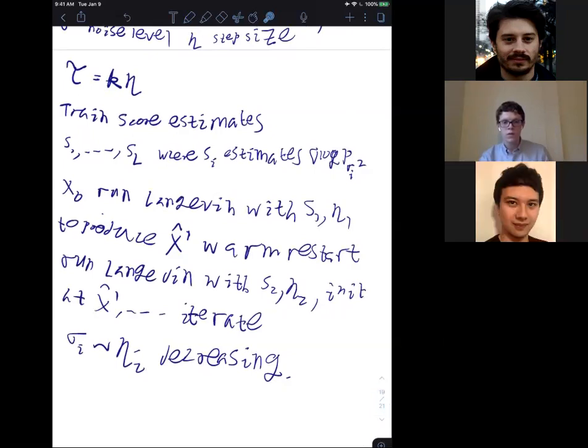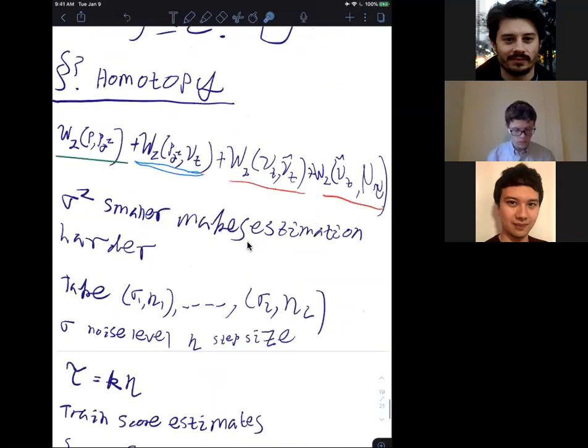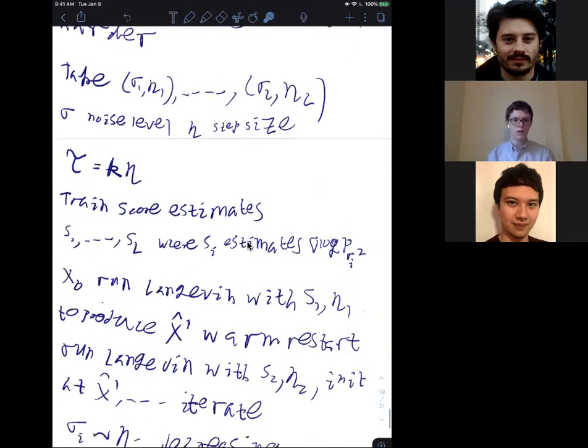Oh yeah, I have a question. Can you repeat what you said? What happens when you run the Langevin too long? It just becomes noise, like it totally loses the structure of the picture?